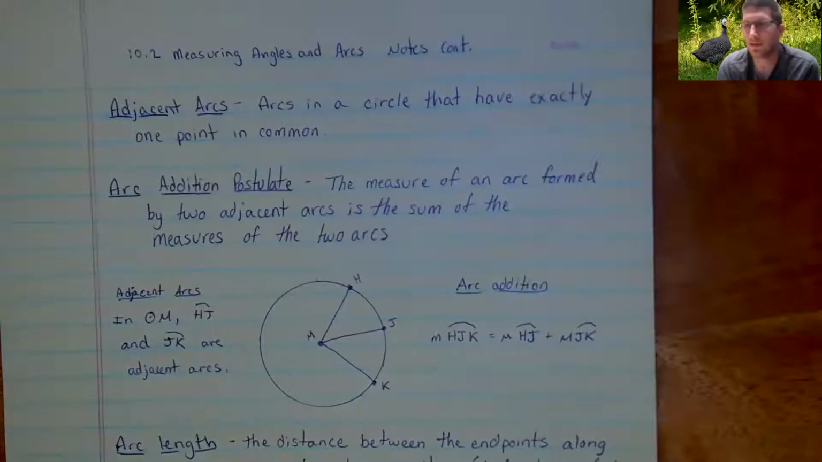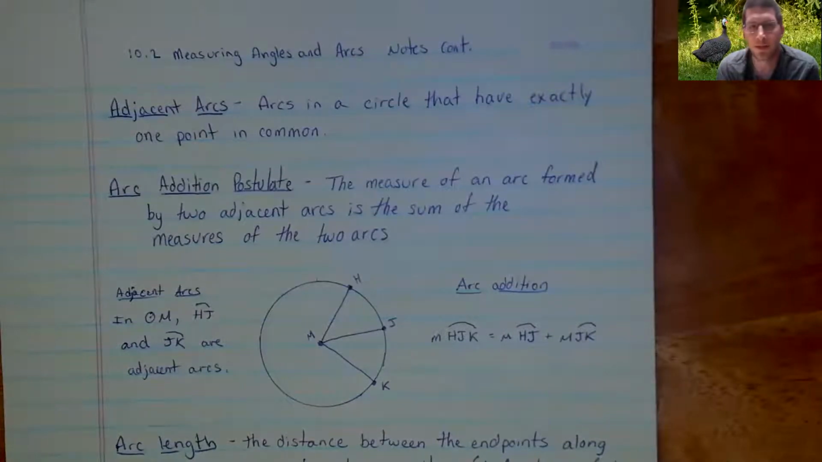We've talked about adjacent angles before, so this shouldn't be too much of a stretch. Adjacent angles were angles that were next to each other that didn't share any interior points. Adjacent arcs are the same thing, right? They're arcs in a circle that have only one point in common. So they have one point in common, that's it. They're next to each other, right? They come together at one common point.